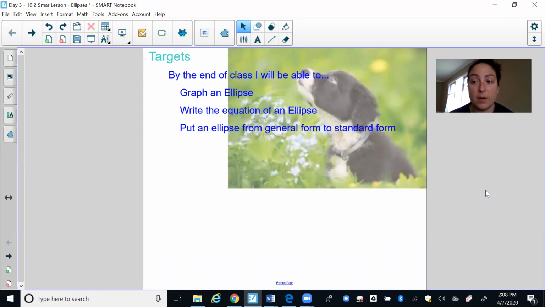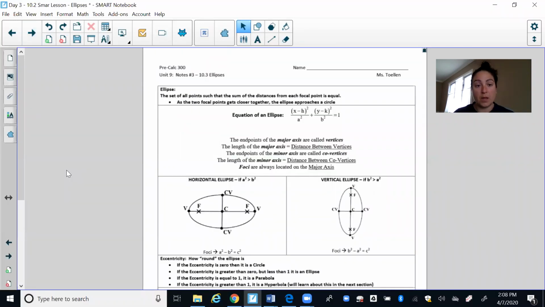Right, so today we are going to be graphing an ellipse, writing the equation of an ellipse, and putting an ellipse from general form to standard form. So what is an ellipse?